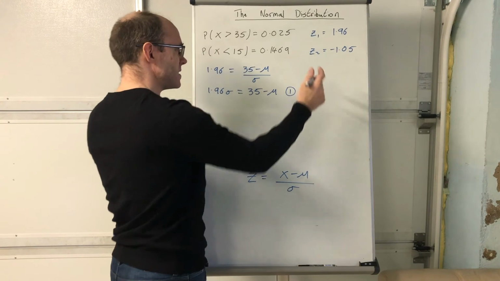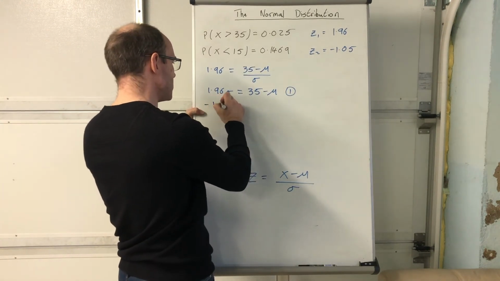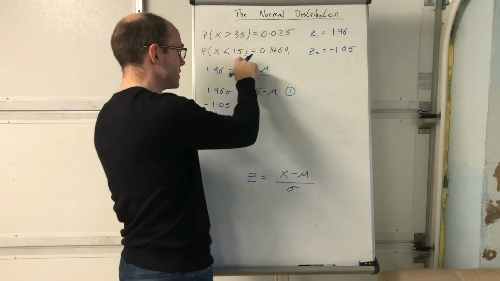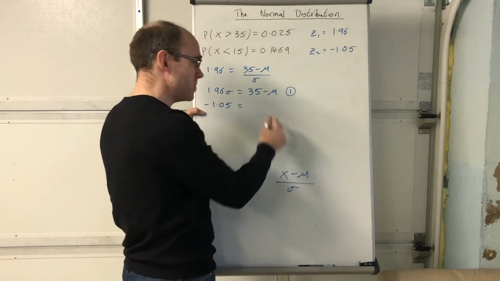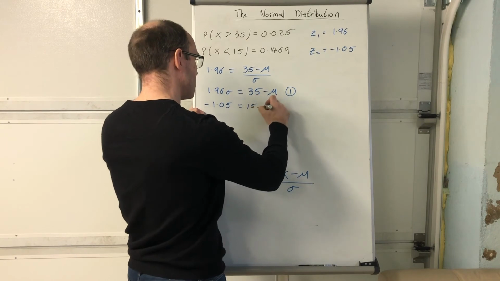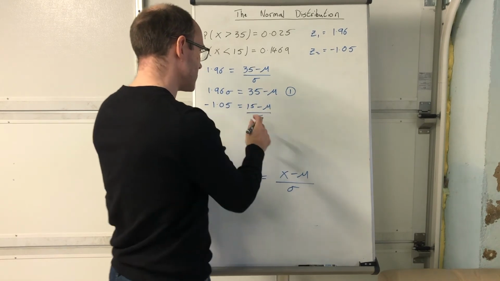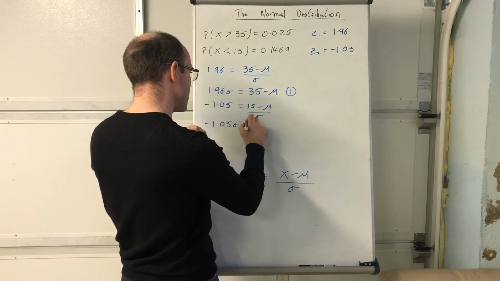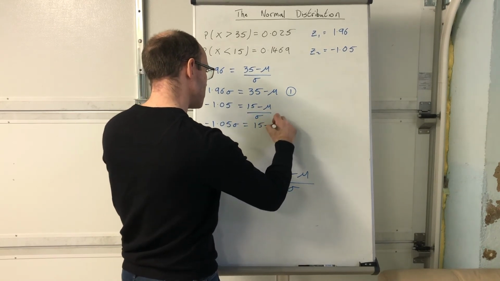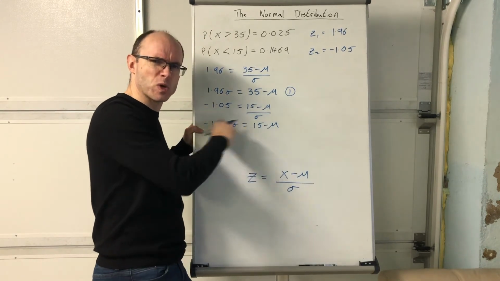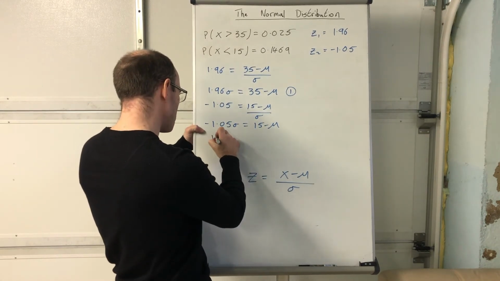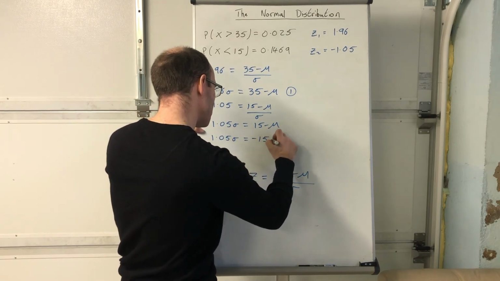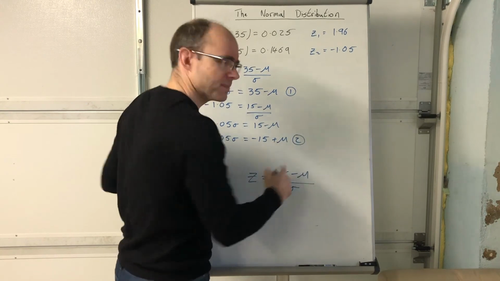So the next value of z is negative 1.05, and that's equal to the corresponding value of x, which is 15. So again, using the coding formula, 15 minus mu over sigma. Let's put the sigma over to the other side again, shall we? So negative 1.05 sigma equals 15 minus mu, and I'm going to multiply that equation by negative 1. So positive 1.05 sigma equals negative 15 plus mu, and I'm going to call that equation 2.